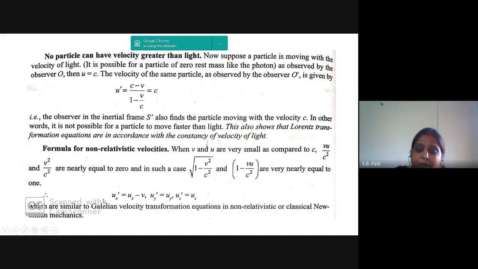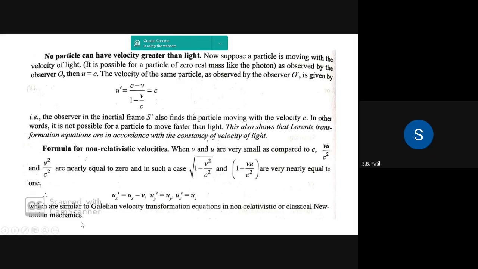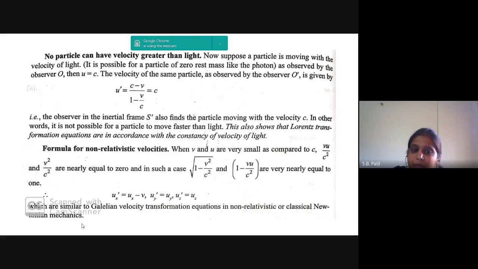So according to the additive law of velocity, we get the result u_x prime = u_x − v, u_y prime = u_y, u_z prime = u_z. That means these are similar to the Galilean velocity transformation equations, which apply in classical Newtonian mechanics. In the Galilean transformation equations, the velocity of the particle is very small compared to the velocity of light.